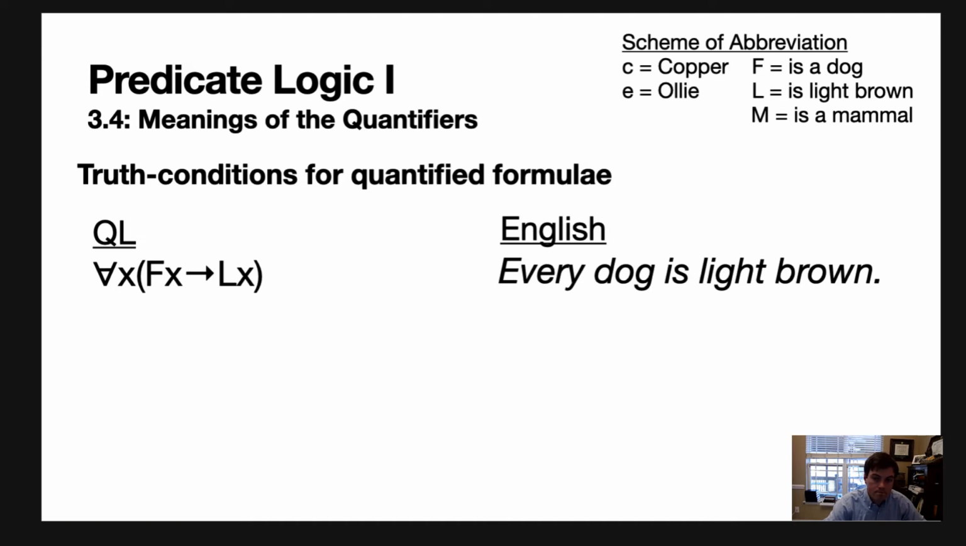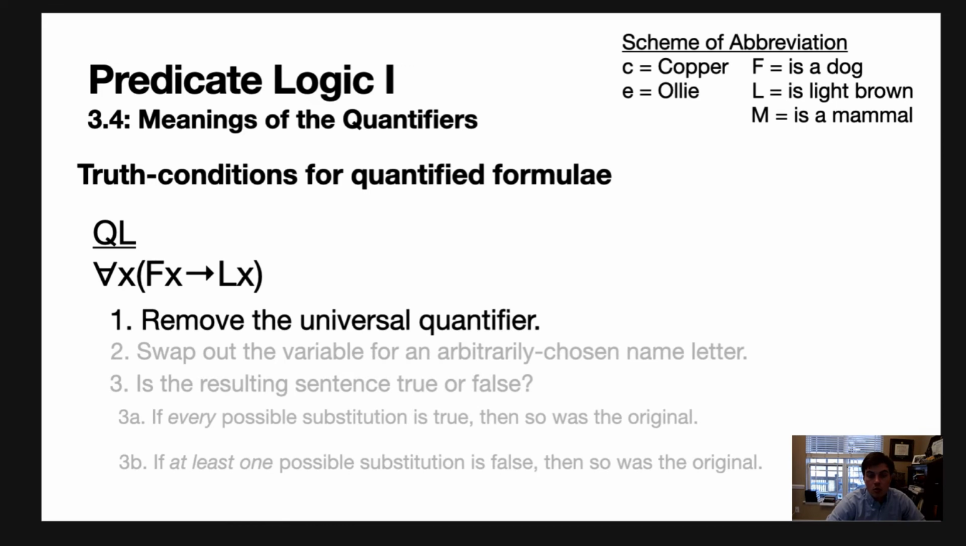Okay, what about this one? For all x, if x is F, then x is L. Now what is L? It's another predicate, one we haven't encountered. Let's look up at our scheme of abbreviation. And L is the property of being light brown in color. So whereas our previous sentence said every dog is a mammal, this one in English is saying every dog is light brown. Is this true or false?